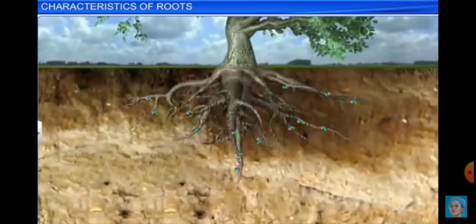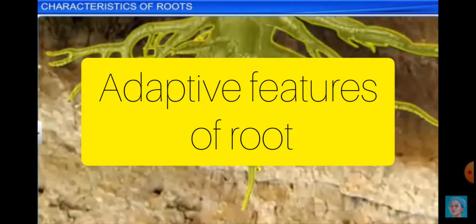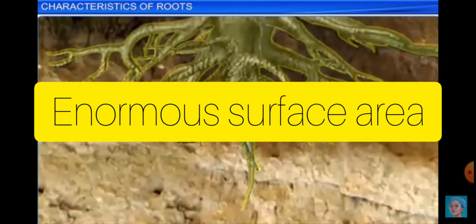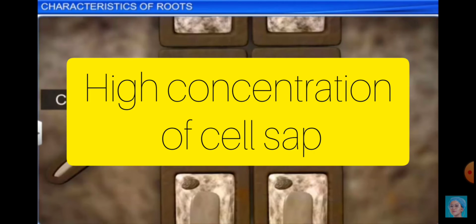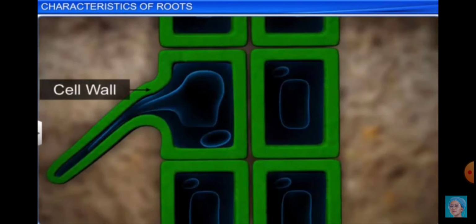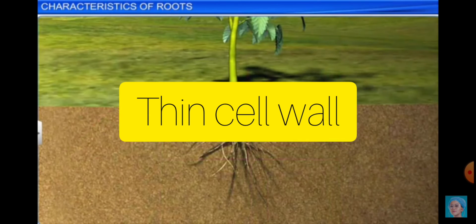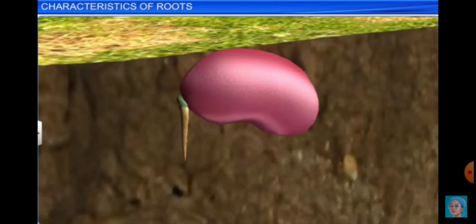Now we will see what are the adaptive features of the roots which enable them to conduct water. The large surface area caused by its rapid divisions. Inside the root cells, the cell sap has higher concentration of salt, and the thin cell wall. These three are the adaptive features of the roots. Now we will see how the roots divide.